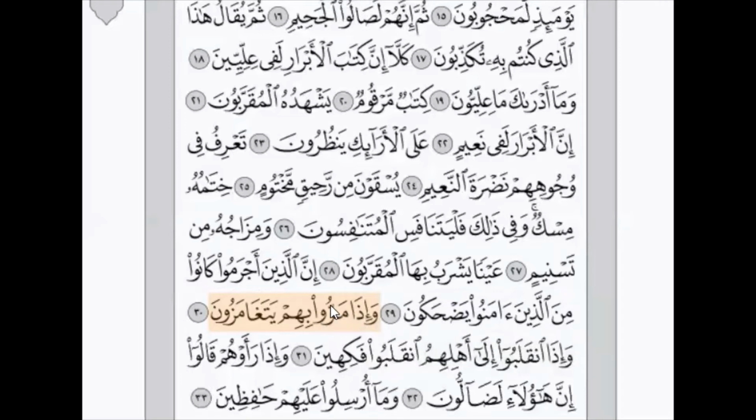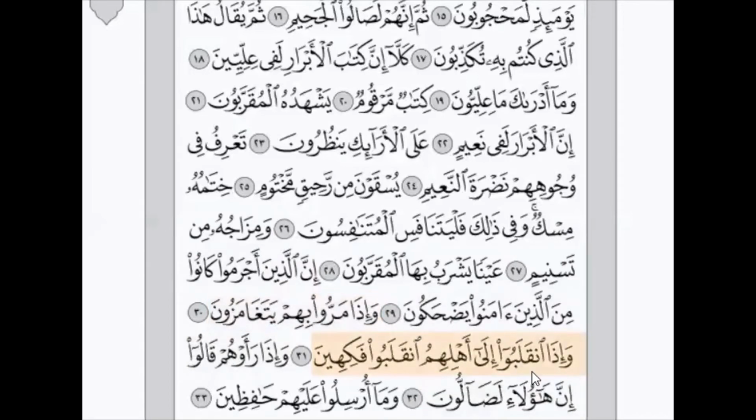Between the two, you have a ra with dhamma, which is heavy. Marru bihim. The meme here has a sukoon and it's followed by a ya. This is idhar shafawi. You make the meme clear. Bihim ya. Bihim ya. Yataghamazun. Ghain here has a fatha, it has an alif, so it's heavy on the first scale. And the waw here is mad arid li sukoon, extended for 2 or 4 or 6 counts.